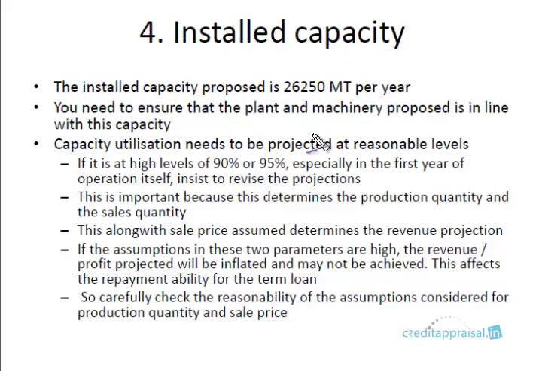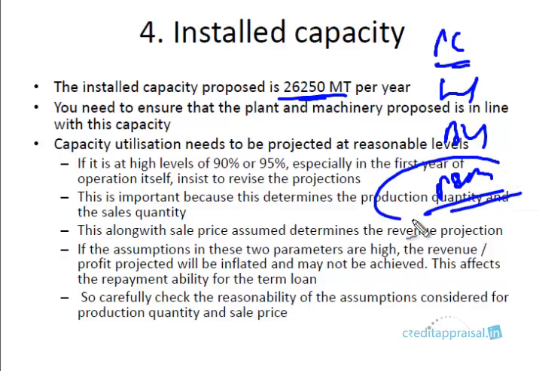aspects. Okay, so the first thing under the technical points you have to see is the installed capacity. So for this project, the installed capacity is 26,250 tons per year. So what you need to do is ensure that the plant and machinery proposed, right, because the project cost will have one of the items called land, building, and plant and machinery. So now this plant and machinery, right, the proposed cost of this plant and machinery should be in line with the installed capacity.